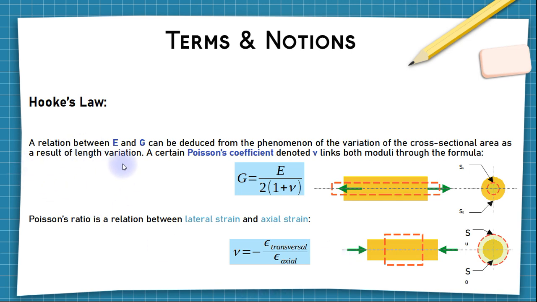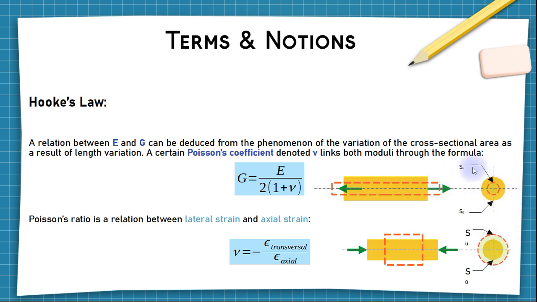So there's a relation between E and G, and it can be deduced from the phenomenon of the variation of the cross-sectional area as a result of length variation. A certain Poisson's coefficient, denoted nu, links both moduli through the formula G equals E over 2 times 1 plus nu. And what I'm talking about here is explained in these two obvious diagrams.